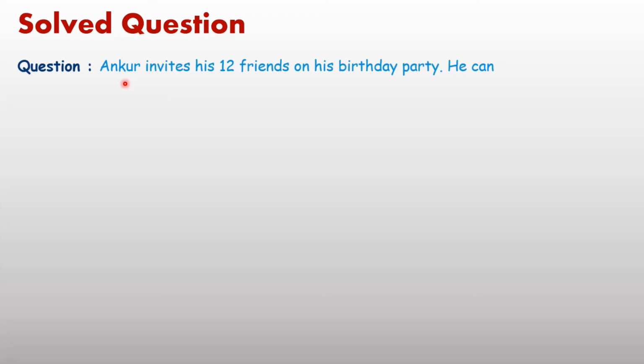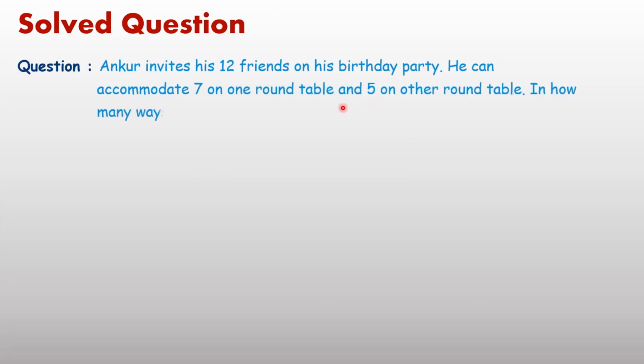Now the main question which was given in the first slide about the student Ankur. Ankur invites his 12 friends to his birthday party. He has 2 round tables. On one round table there are 7 chairs, and on the second round table 5 chairs. In how many ways can he arrange all the friends on these 2 round tables? Now I hope you can solve it.